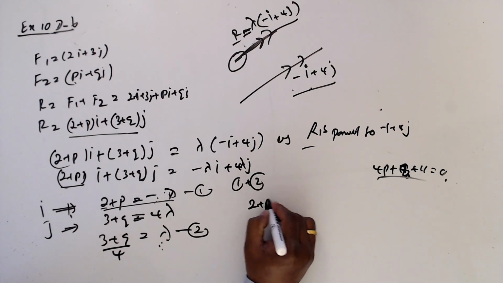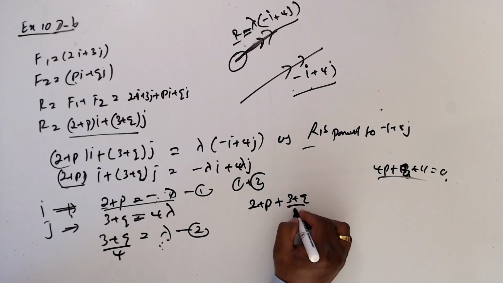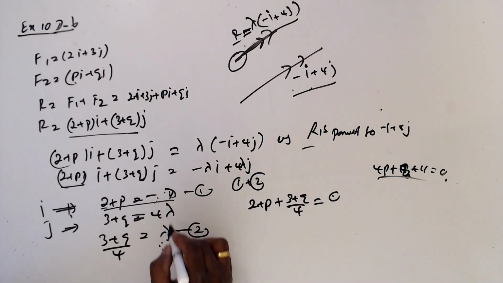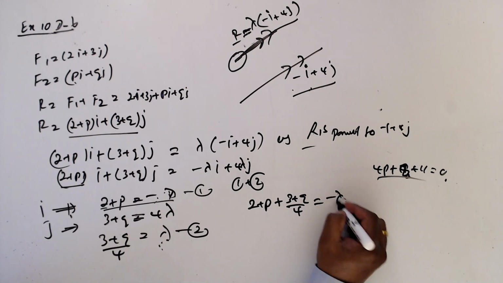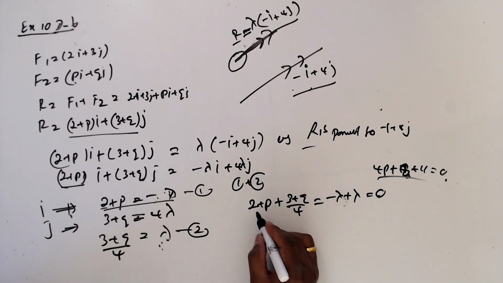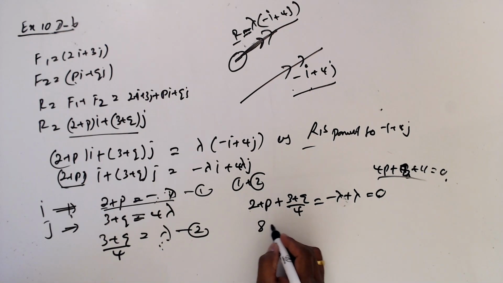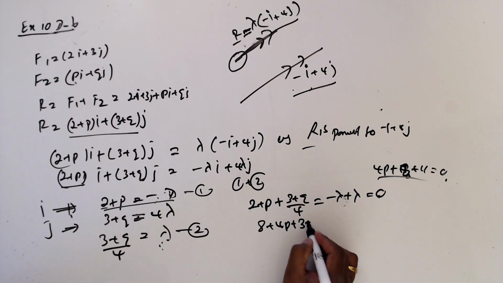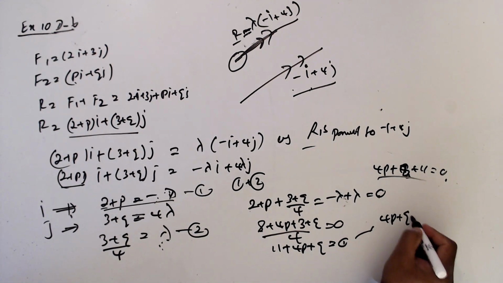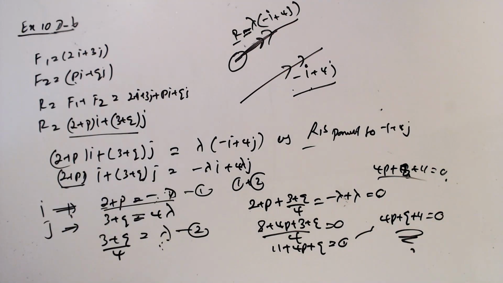So 2 plus P plus (3 plus Q) divided by 4 equals 0, because minus lambda plus lambda equals 0. This is fine: 4 times 2 is 8, plus 4P plus 3 plus Q over 4 equals 0. So this is 11 plus 4P plus Q equals 0. You can write in this form: 4P plus Q plus 11 equals 0.